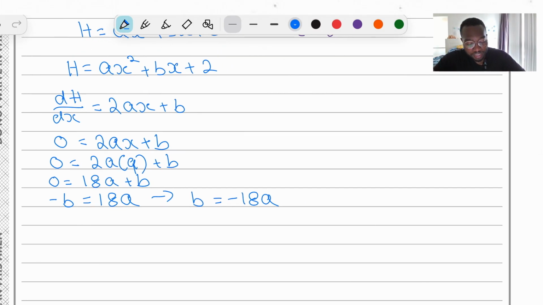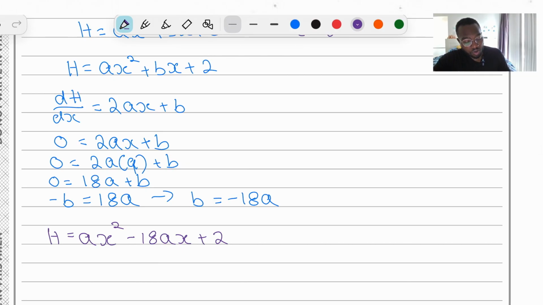So if we know b is equal to minus 18a, we can just plug the value for b into our equation, and that gives us everything just in terms of a now. So if we do that, what do we get? We get h is equal to ax squared, and then b, in this case, is minus 18a, so we get minus 18ax plus 2.